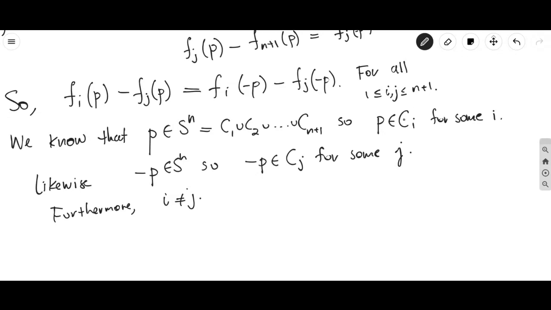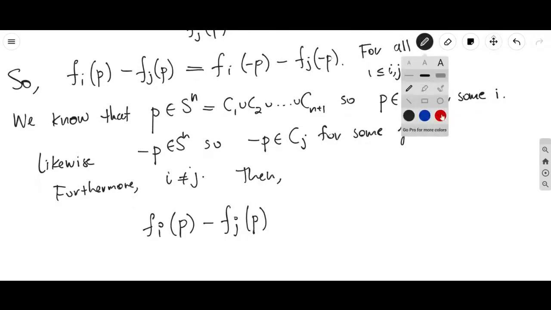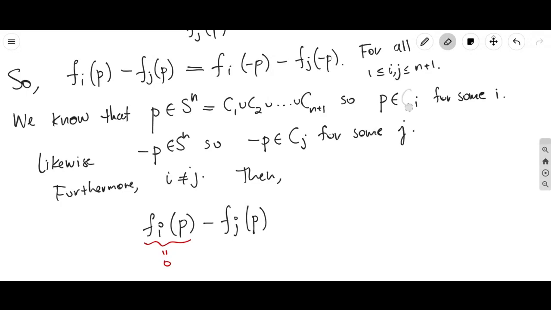And now notice where the problem occurs. This is going to be quite interesting. So if you look at fi of P minus fj of P, because fi of P is on Ci, remember how this is defined: this is the distance between the point and the ith closed set. Because P is on Ci, the distance is 0. Whereas P is not in Cj, so here the distance has to be positive.